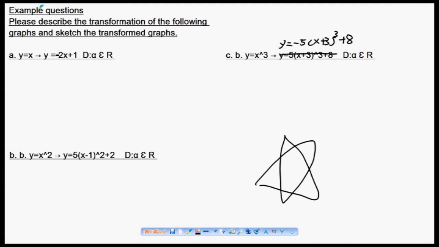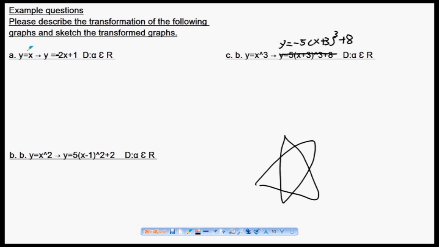Okay, here are some questions for transformation. Basically, we have to describe the transformation first and sketch the graph. Okay, let's do question A.